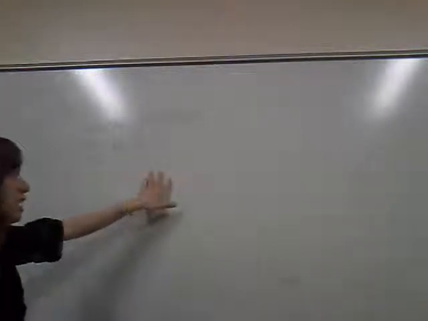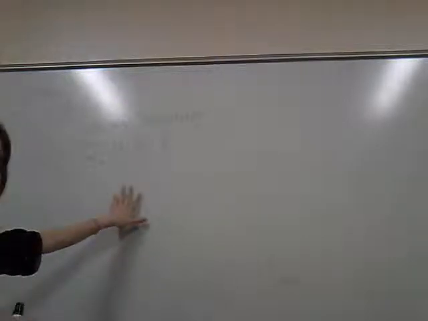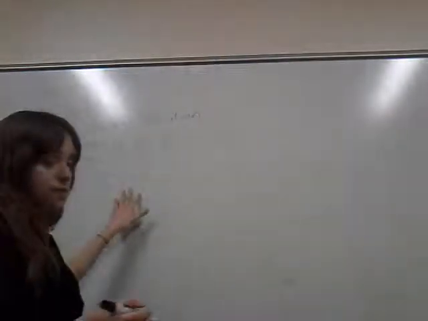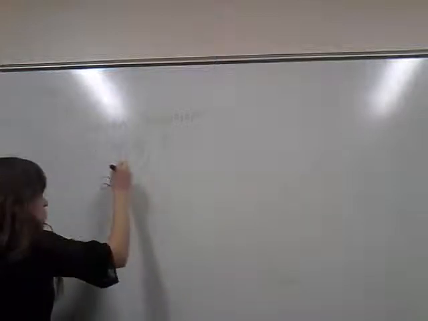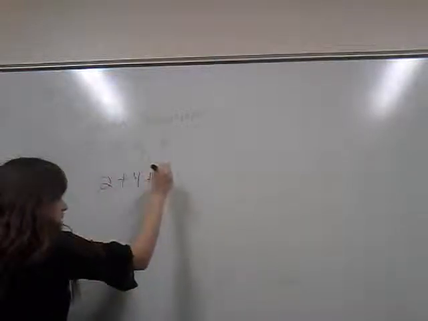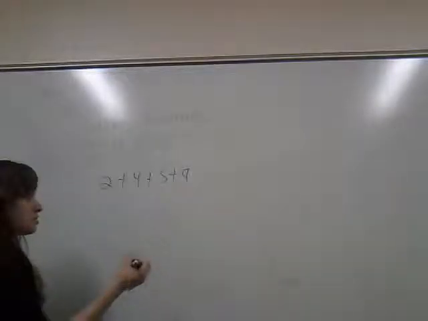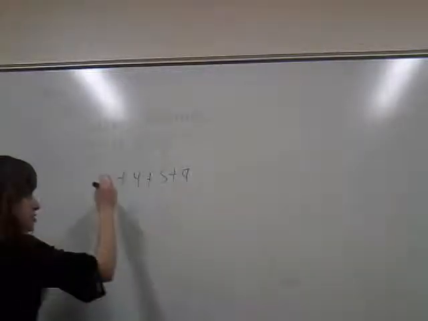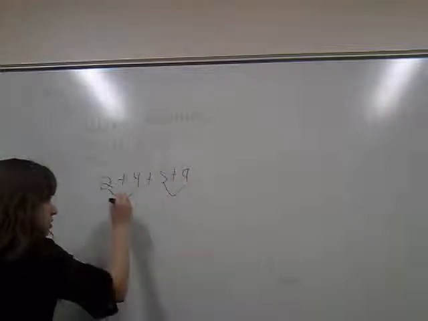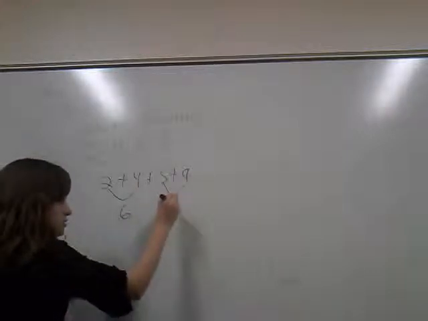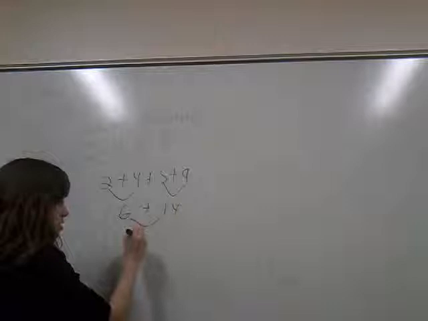this data. So we're going to add all of these numbers and then divide by how many numbers there are. Mean is also sometimes referred to as average. So 2 plus 4 plus 5 plus 9, and then we'll just go ahead and add them up. So this is 6, this is 14, we add that up, we get 20.